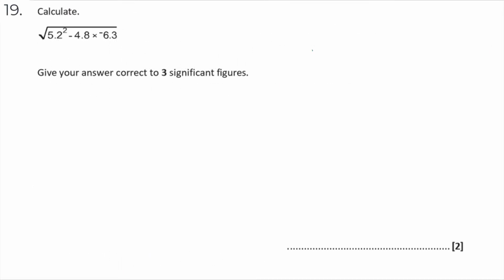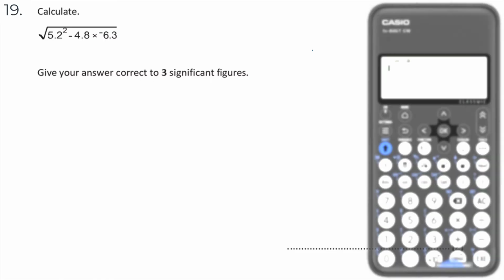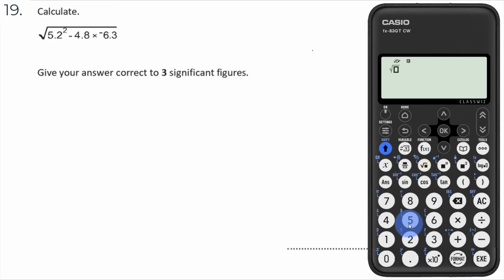Okay, calculate the square root of 5.2 squared minus 4.8 times -6.3. Okay, so I'm just going to carefully type that into the calculator. I'm going to put the square root sign, make sure everything goes underneath the square root, the line goes all the way across when you're doing this. So 5.2 squared minus, well, I've got two minus signs, so I'm just going to change that in my head. A minus times a minus is a plus, so I'm going to do 5.2 squared plus 4.8 times 6.3. Okay, and then that comes out to be 7.568 and change.